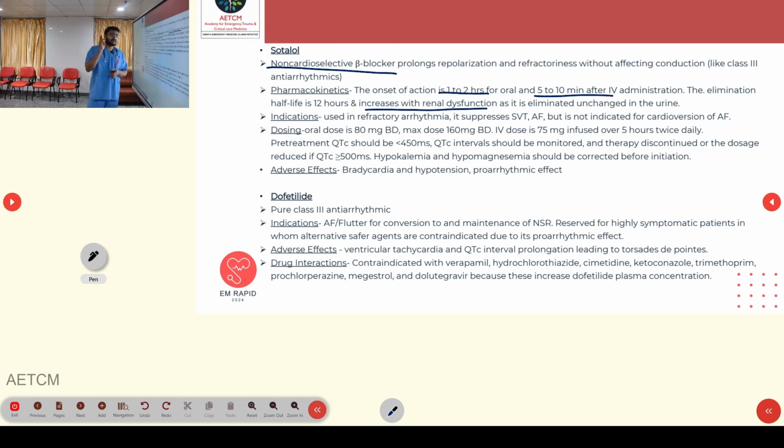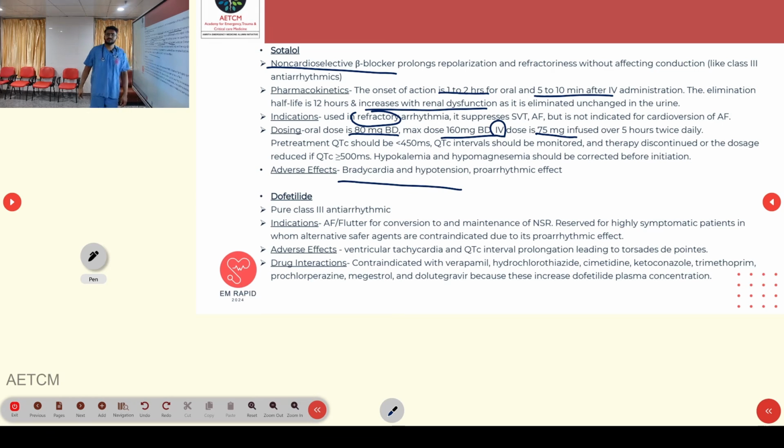Indications: it is usually used for refractory arrhythmias. It suppresses the SVT and AF, but is not indicated for cardioversion of AF, only rate control. And dosing, oral doses are around 80 mg BD with maximum dose of 160 mg BD. IV doses 75 mg infused over 5 hours twice daily. Pre-treatment QTc should be checked, it should be less than 450, and we have to monitor the QTc because they have more chances of going into torsades de pointes because of its pro-arrhythmic effects. It can also cause similar side effects of bradycardia and hypotension.